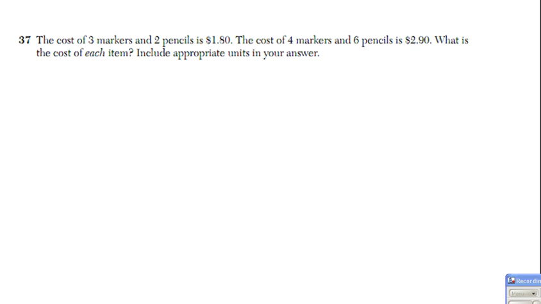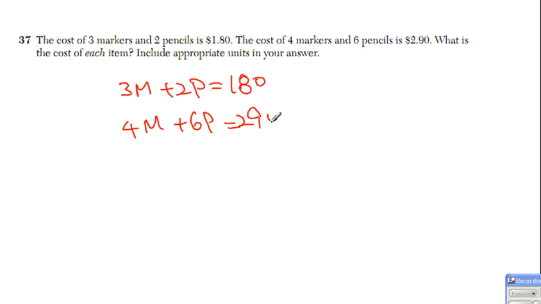Alright, next question. The cost of 3 markers and 2 pencils. So here we have 3m plus 2p is equal to 180. Notice that I'm not using the decimal point. That means these are all cents. Second, we have 4m plus 6p will be equal to 290.